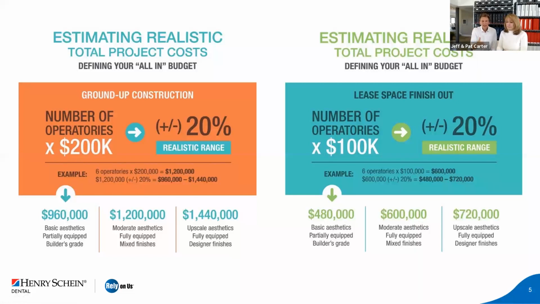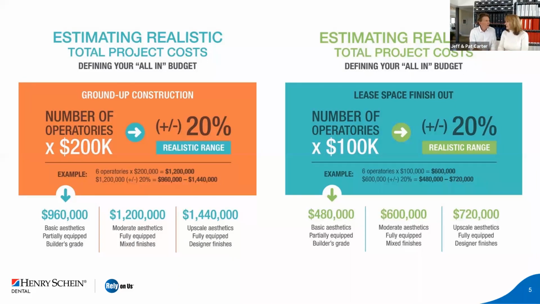In a building, it's actually kind of the same metric and almost as simple. If you want to do a new ground up construction building, total project cost, that's land costs, that's design fees, that's engineering fees, that's site work, that's parking, that's site lighting, that's landscaping, that's shell, that's interior finish, that's equipment and furnishings, that's technology, that's everything. So in a ground up construction building, the best starting point is take the number of operatories times $200,000.